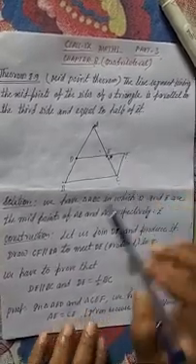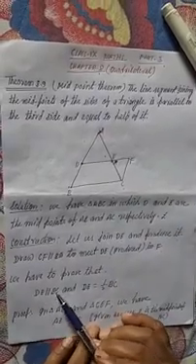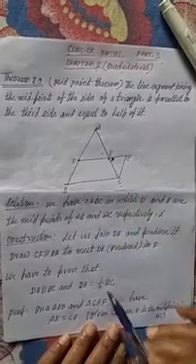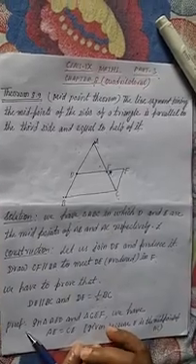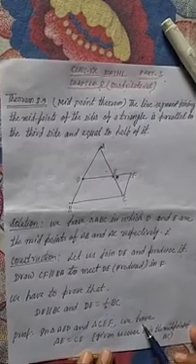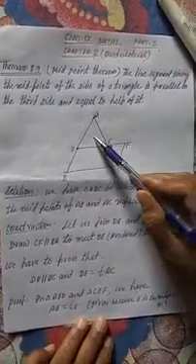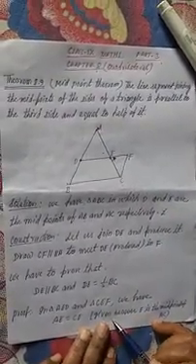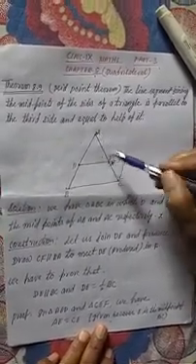Now we have to prove, according to this statement, that DE is parallel to BC, and DE is equal to half of BC. So according to this statement, half of BC. Now to prove it, in triangles AED and CEF, meaning these two triangles, we have AE equal to CE, given. Why? Because E is the midpoint of AC.